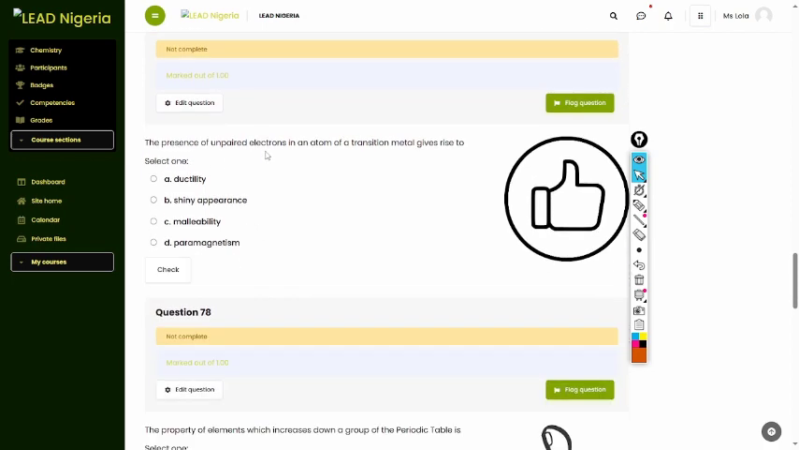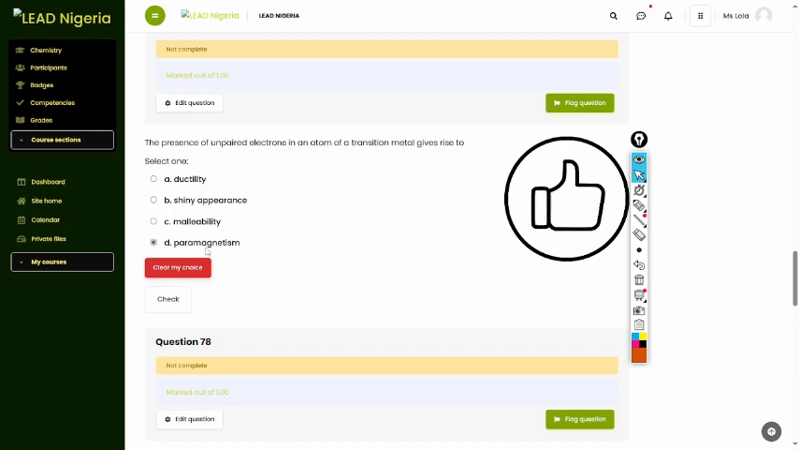The presence of unpaired electrons in an atom of a transition metal gives rise to... So the correct answer is paramagnetism, because paramagnetism is influenced by unpaired electrons, and it describes the attraction of an atom to the direction of an applied magnetic field.